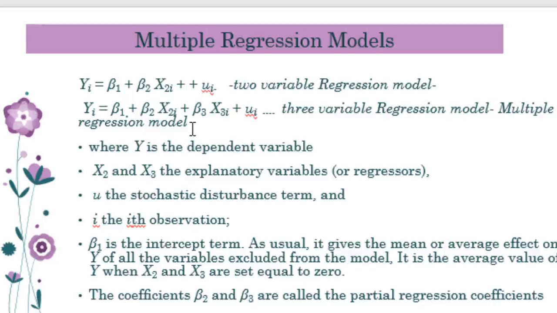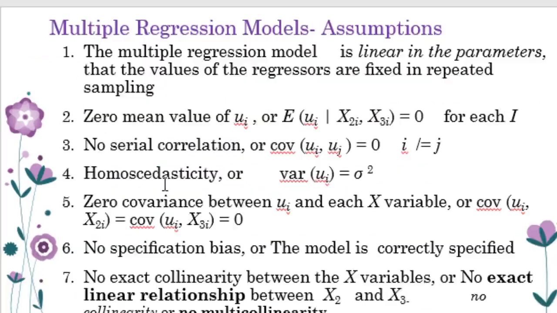Therefore, in a multiple regression model, there will be more than one independent variable. All other things are the same, the interpretations, everything will be the same. And the slope terms like beta 2 and beta 3 are called the partial regression coefficients. This multiple regression model, like the two variable regression model, is also based on certain assumptions. The assumptions are given here.